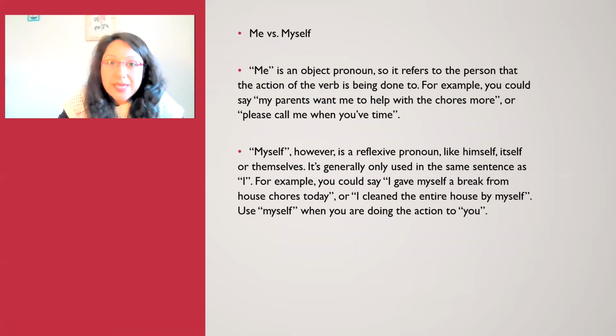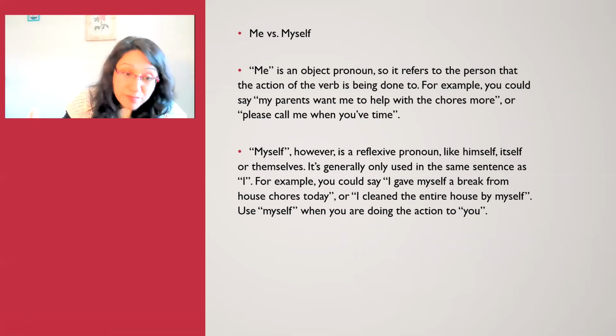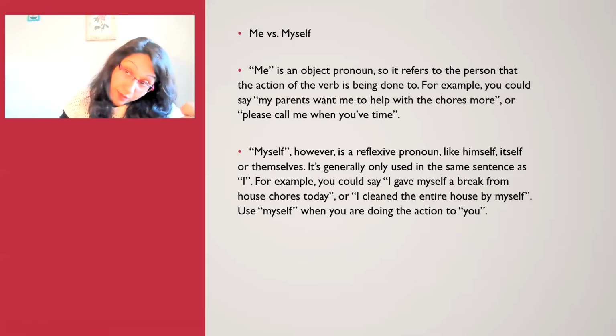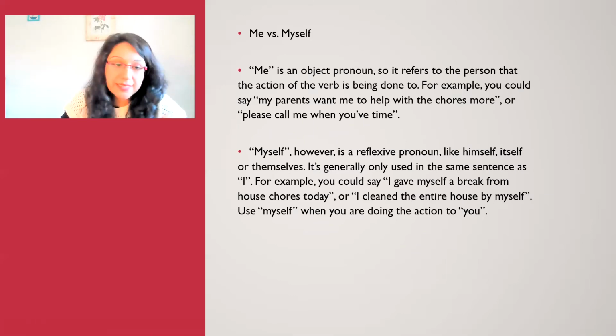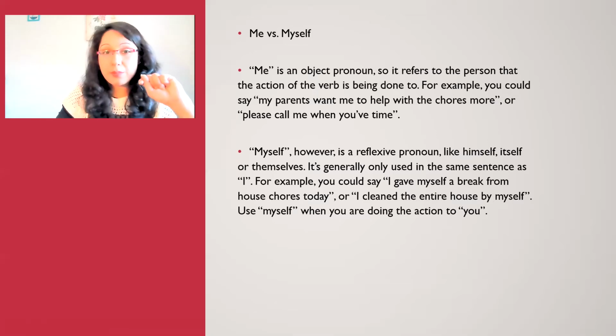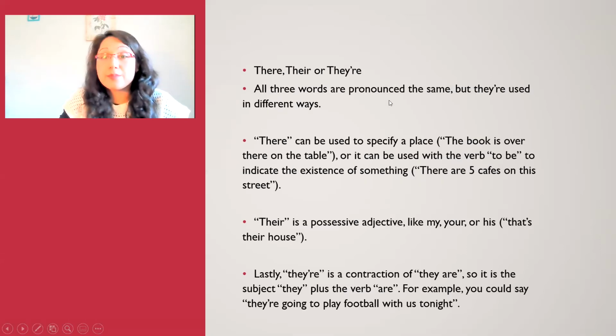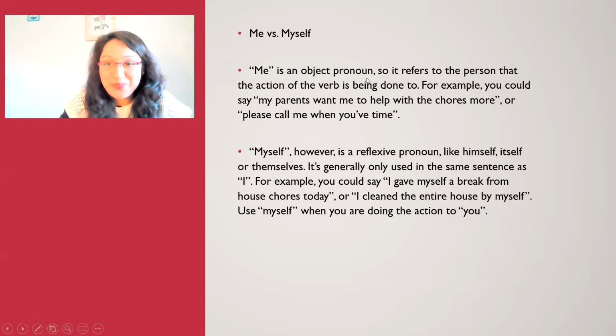Then we have me versus myself. Okay, so deciding whom to use, when to use your me and when to use your myself, that is another common mistake that, again, both native speakers and English language learners are making, okay? So now understand, people, me is an object pronoun. So it refers to the person that the action of the verb is being done to, okay?